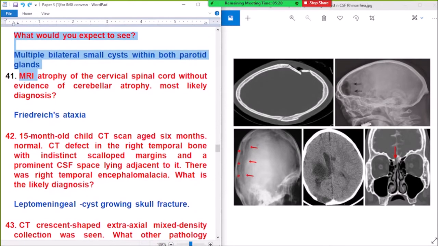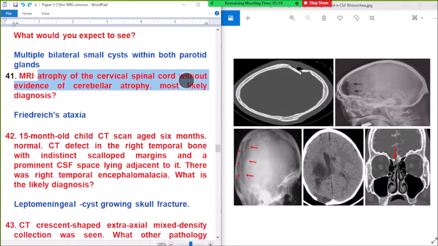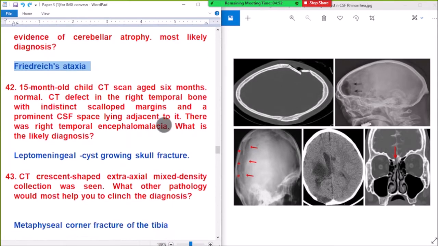Question 41. MRI shows atrophy of the cervical spinal cord without evidence of cerebellar atrophy, most likely diagnosed as Friedreich ataxia. Please also memorize this: atrophy of the cervical spinal cord without evidence of cerebellar atrophy is mostly diagnosed as Friedreich ataxia. Other ataxias involve cerebellar atrophy, but Friedreich ataxia involves cervical spinal cord atrophy with no cerebellar atrophy.